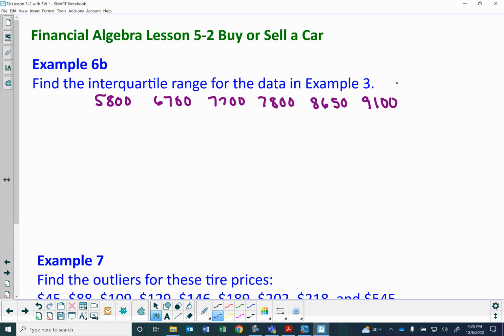So first thing we have to find, let's find the median. I'm going to put down here Q1, Q2, Q3, Q4. First thing I always find is the median, which happens to be Q2. I believe we've found the median because that was from example 3. If you look back at example 3, the median is 7750.